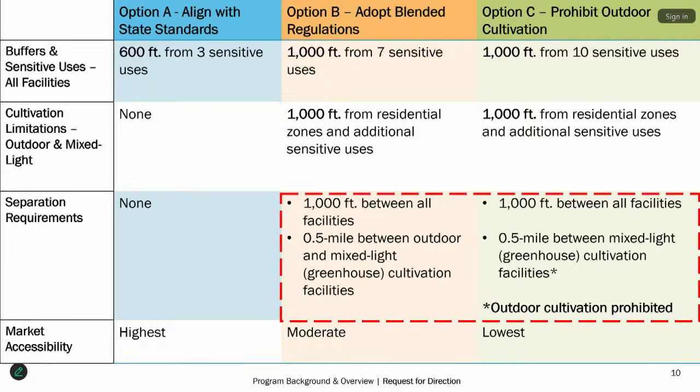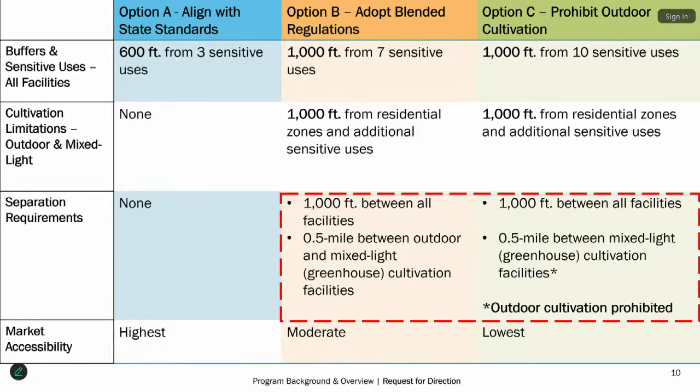Options B and C also include separation requirements, a 1,000-foot separation between facilities and a half-mile separation for certain cultivation types. These requirements are intended to reduce potential odor impacts and limit overconcentration in order to address quality of life concerns and compatibility concerns.